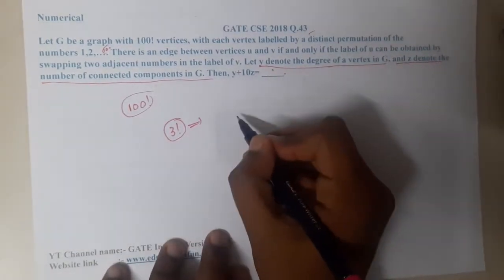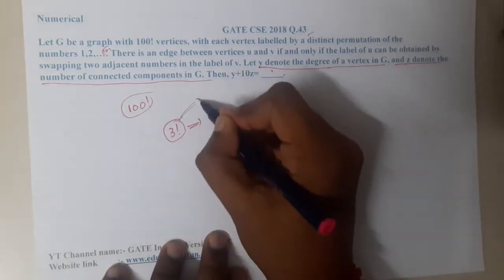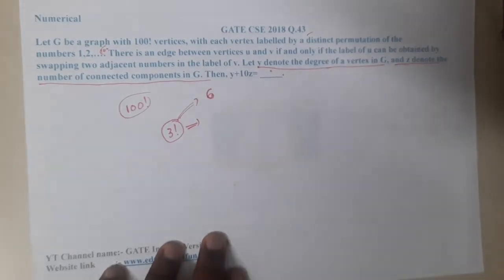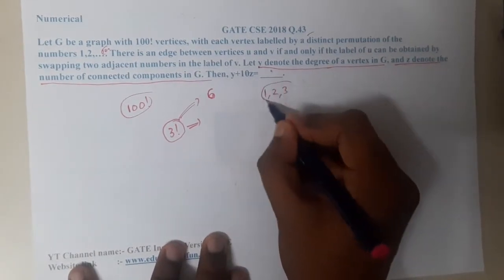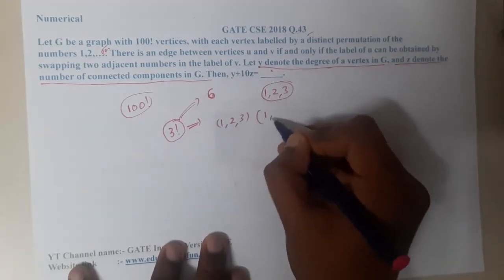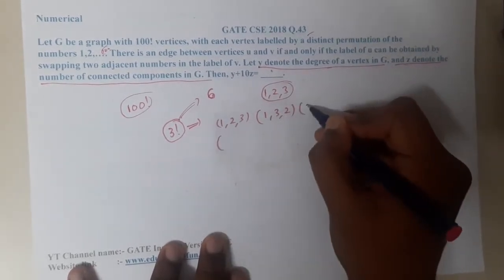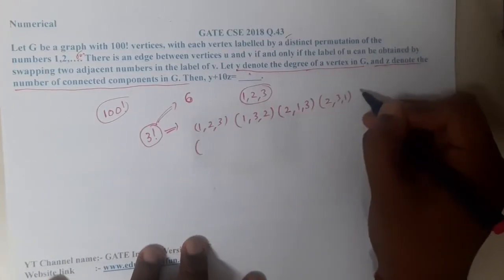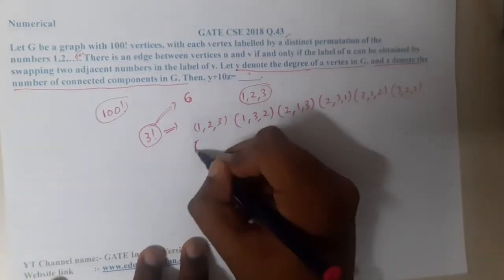For 3 factorial, what are all the combinations? In 3 factorial, you will get 6 vertices, right? 3 into 2 is 6. So let us write those combinations. The first one will be 1, 2, 3. The second one will be 1, 3, 2. The next one will be 2, 1, 3. The next one will be 2, 3, 1. And the last two will be 3, 1, 2 and 3, 2, 1. So these are all the 6 vertex combinations.